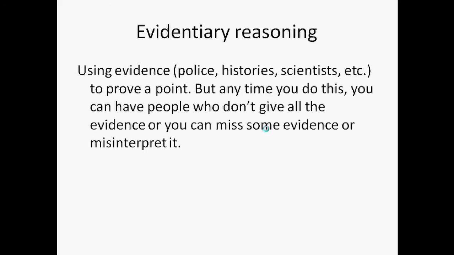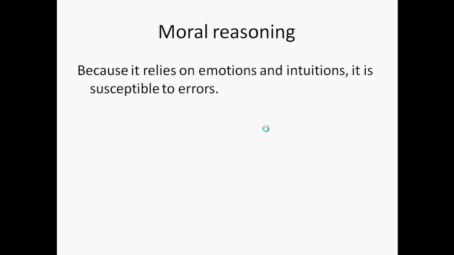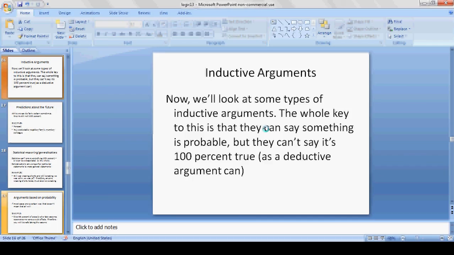There's also the case that they're missing evidence, that a key piece of evidence is missing. And so that's something that's important. Science, police, history oftentimes depend upon evidentiary reasoning. And finally, moral reasoning. It relies upon emotions and intuitions, and so it's susceptible to error. Anytime you're trying to say, well, this is right or this is wrong, you're using moral reasoning, and that's not going to be 100%. And so that ends our examples of induction.